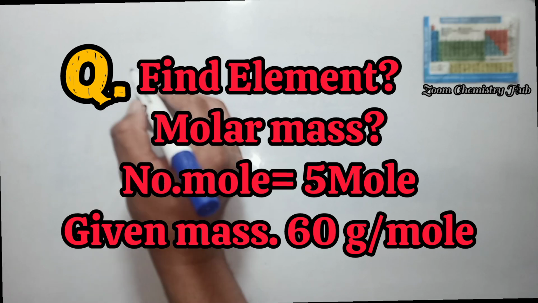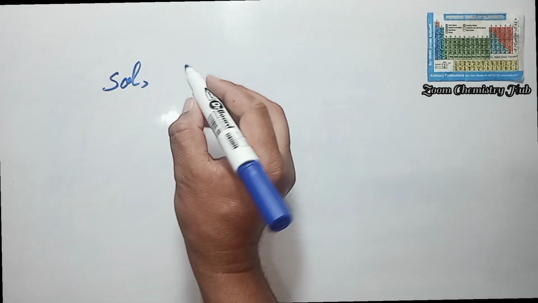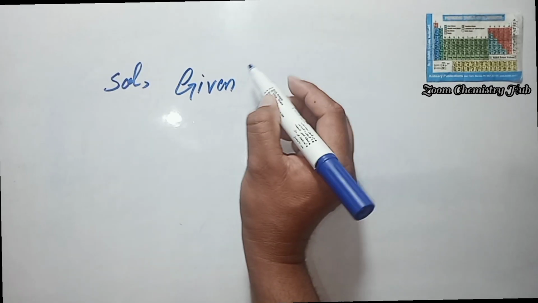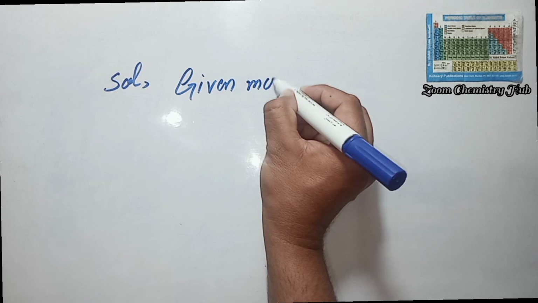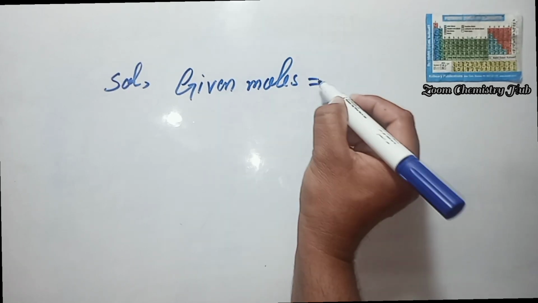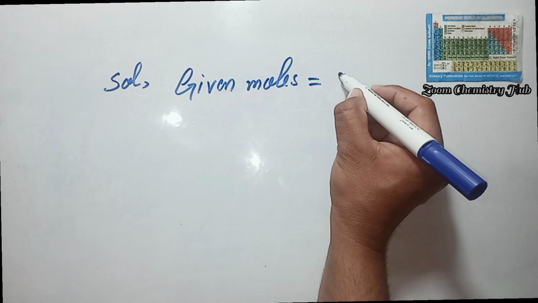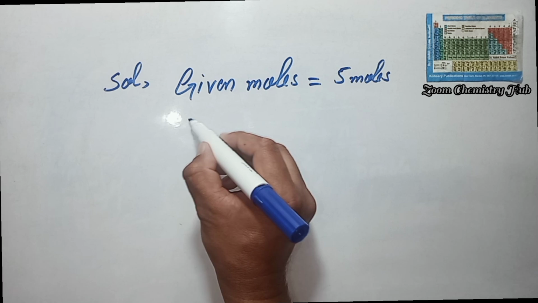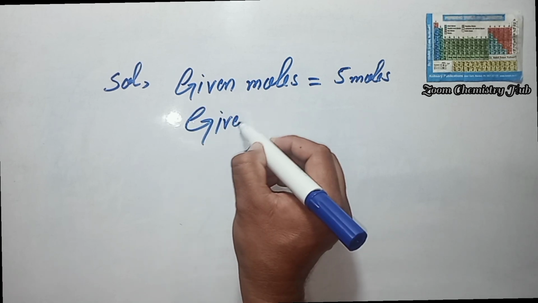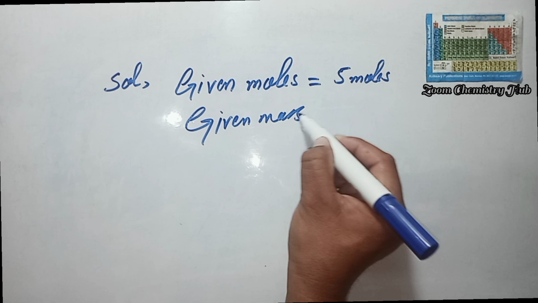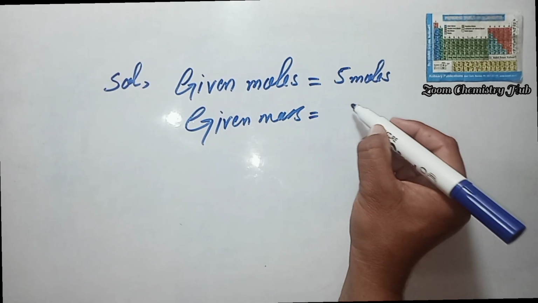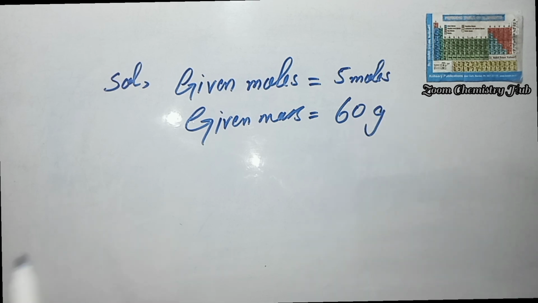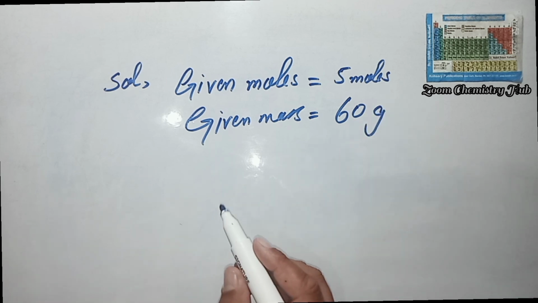So first we have an element having a given number of moles, that is 5, and the given mass of this element is 60 gram. Now how can we find the molar mass of this element?